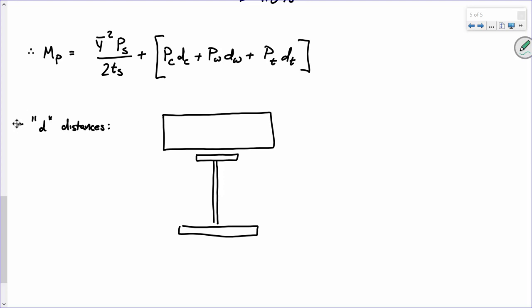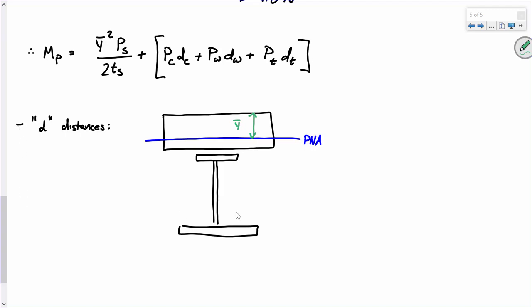Okay. Now, where was the PNA? In the slab. So the PNA is somewhere right here. Okay? This is the PNA. I propose to you that its exact location is Y bar from the top. Now, how did I get that?